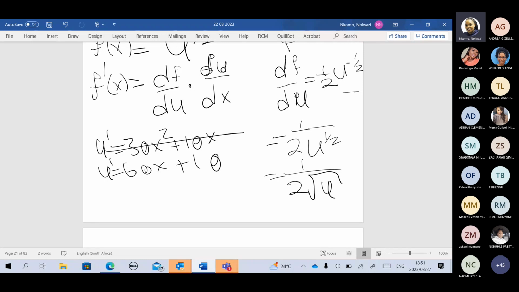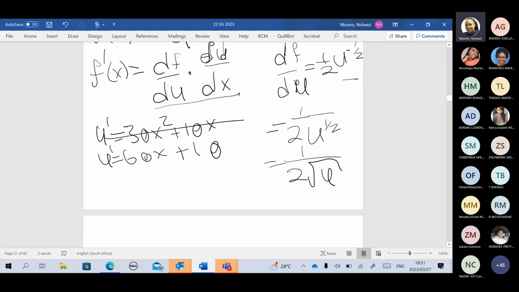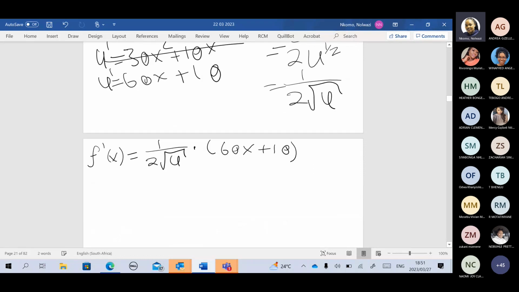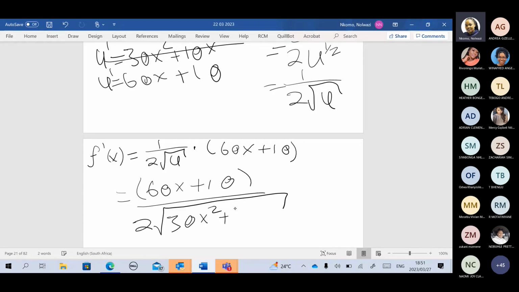Then the next step is to take your derivatives and substitute them back here. We said f prime of x is equal to the derivative of f with respect to u, which is 1 over 2 root u, times the derivative of u with respect to x, which is 60x plus 10. Then the next step, you substitute back u. And if you do that, you should have 60x plus 10 over 2 square root of 30x squared plus 10x minus 2. This is your f prime of x. If you were given that function, the square root of 30x squared plus 10x minus 2, this will be your derivative of that function.